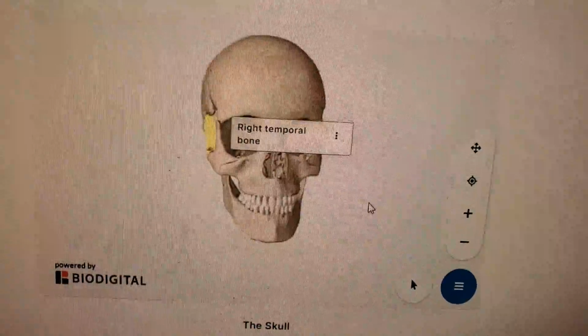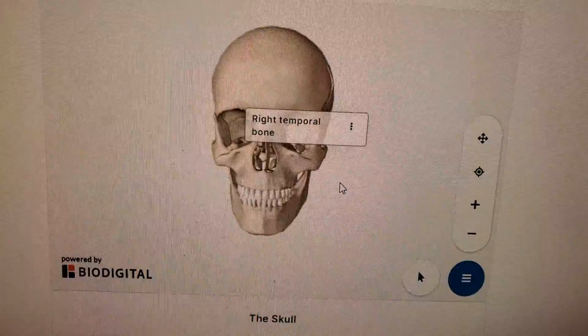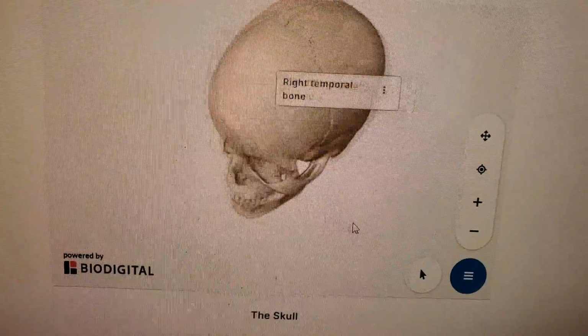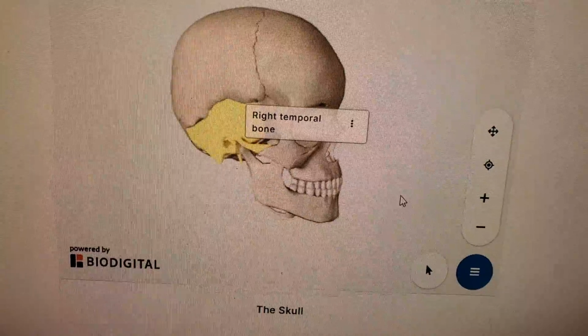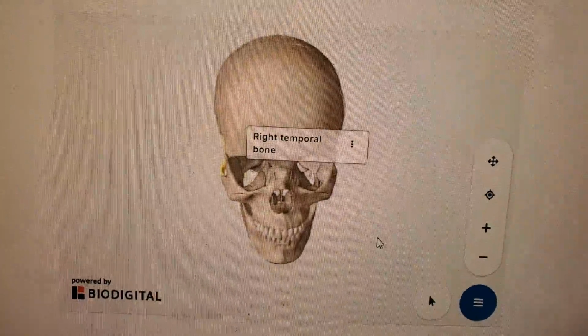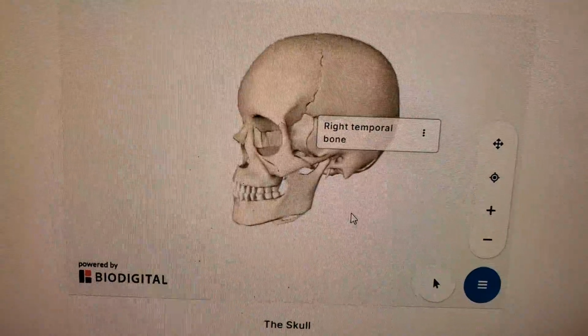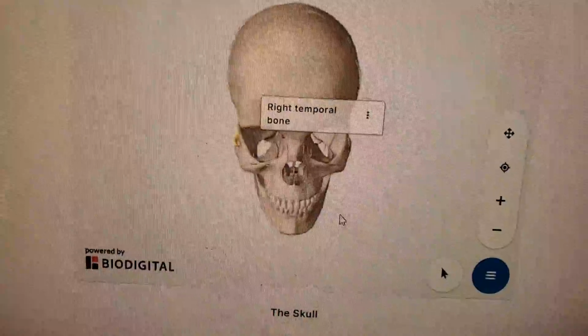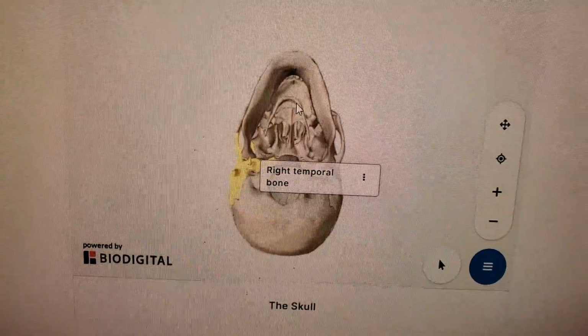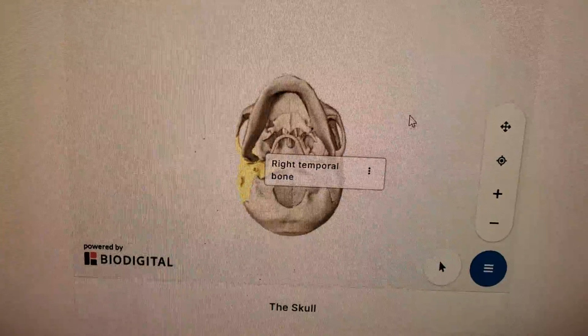So hopefully you liked the video. The skull is probably one of my favorite areas of the body to study, and this has been a pretty enjoyable experience, just looking at the multiple bones in the skull. Hope you liked the video. Thank you.